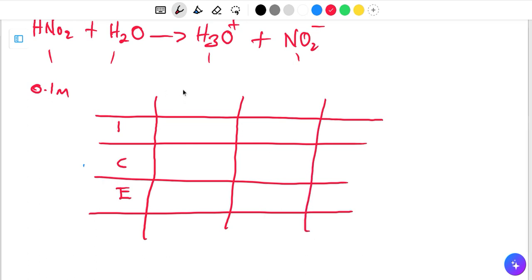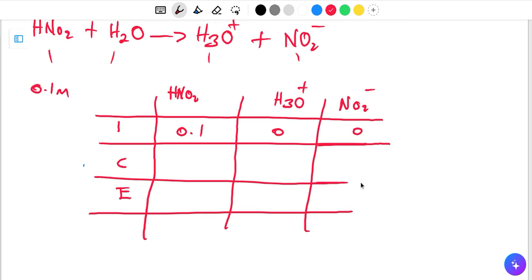So we have nitrous acid. We also have hydronium ions, nitrogen oxide ions. So after dilution, here we are going to have 0.1, here we are going to have 0, even here we are going to have 0. The first table is the one which is going to contain 0.1, 0.1, and so on.